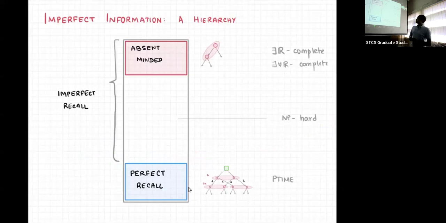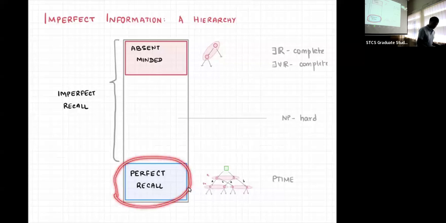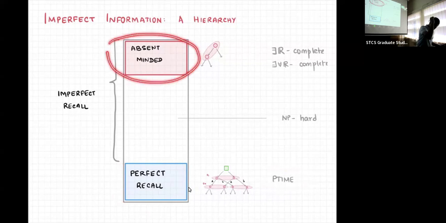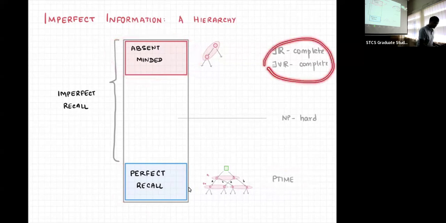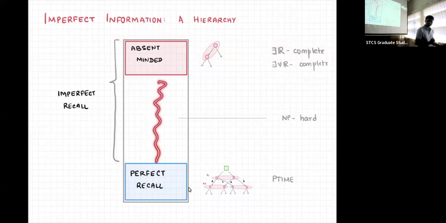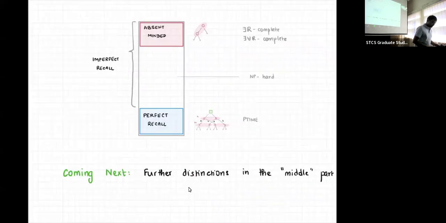So just to put it in perspective, if you look at imperfect information games, here on the bottom you have perfect recall, for which you have polynomial time. Here at the very top you have absent-minded, for which you have these complexity classes. And in between, there is some square root sum hardness, which I didn't put, but there is this white area. This was the topic of the second paper, with further distinctions within here.